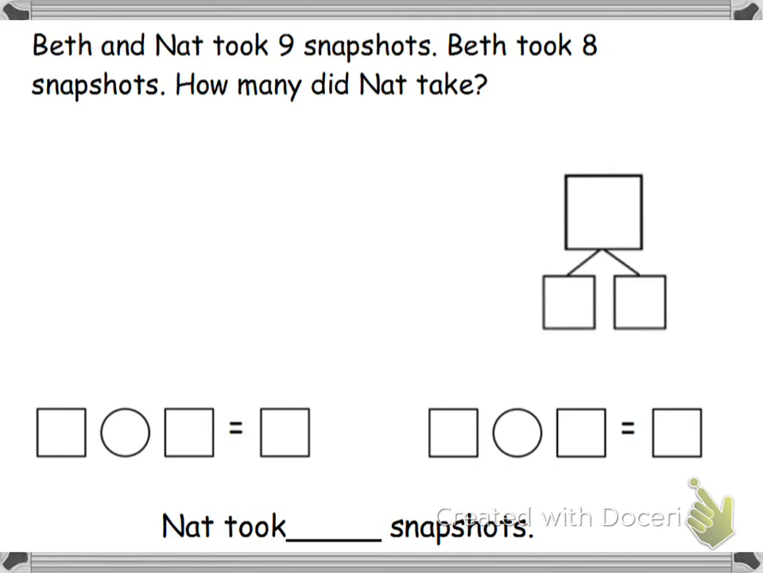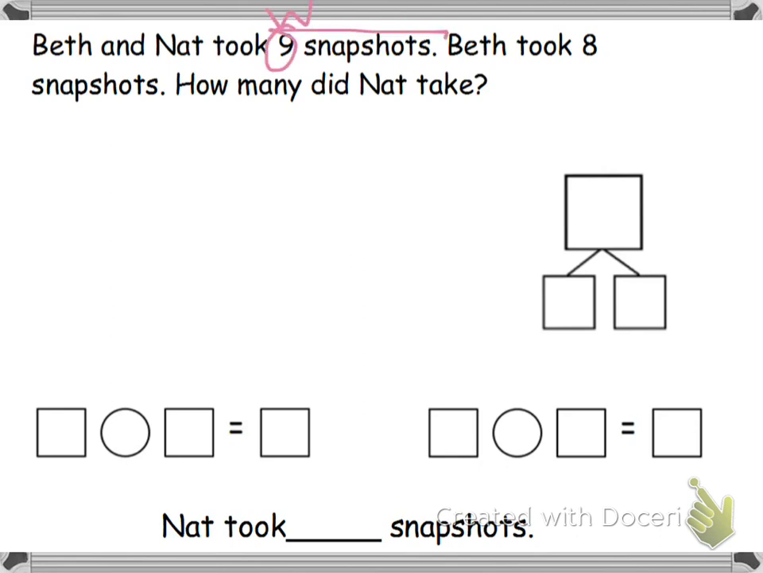Now I'm going to read it again. I really want you to think about what this word problem is telling us. So Beth and Nat took 9 snapshots. Beth took 8 snapshots. How many did Nat take? So this first sentence says Beth and Nat took 9 snapshots. So we know that both of them together took 9 snapshots. So we know that 9 is our whole.